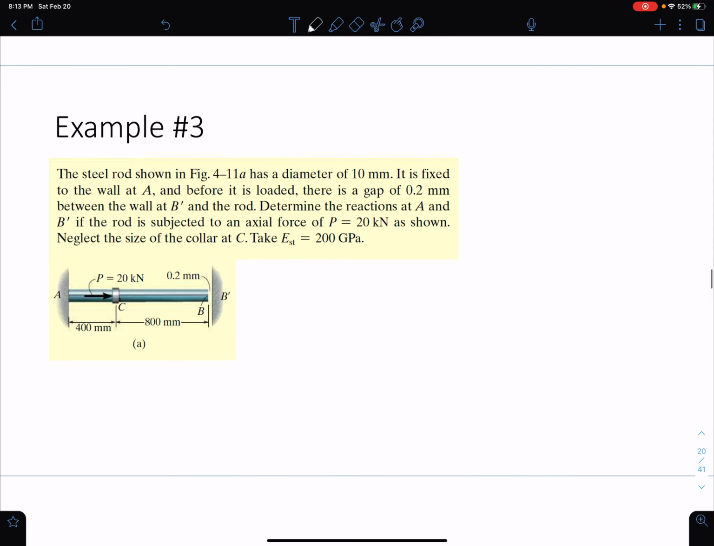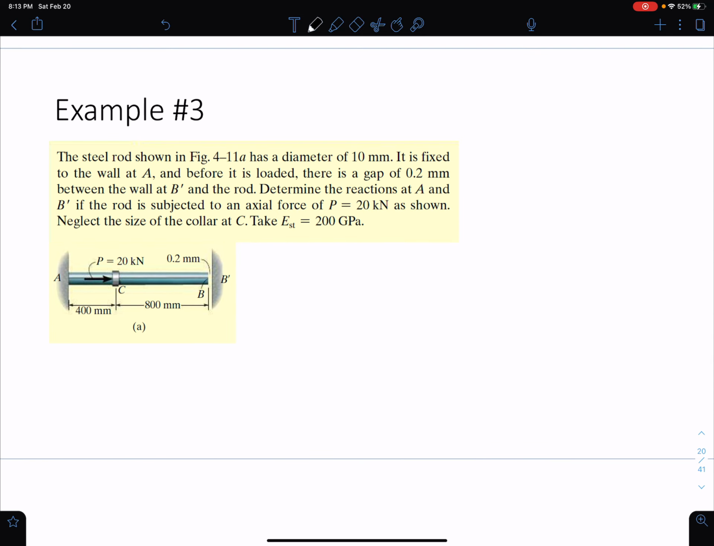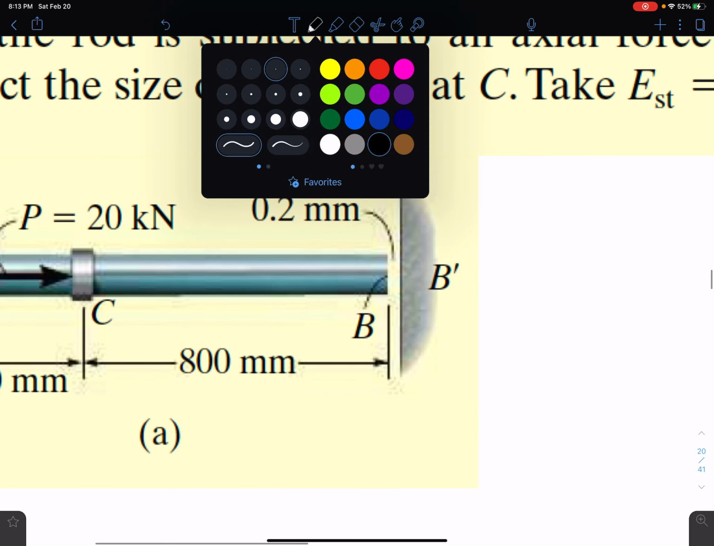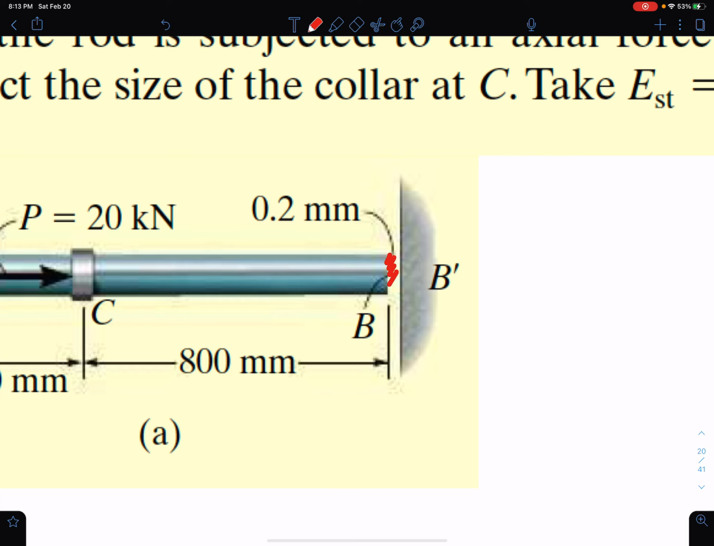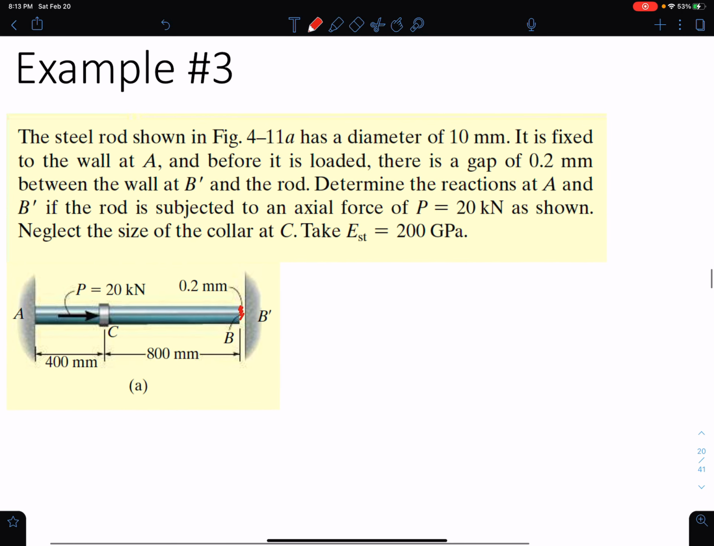Okay, so let's now try that in another example. Let's try example 3 and see if we can use this compatibility concept to solve what's going on here. We have a steel rod that's fixed to the wall at point A. Before it's loaded, there's a gap of 0.2 millimeters between the wall at B prime and the rod. So we have this little gap here before loading. We want to know what the reactions at A and B prime are if the rod is subjected to an axial force as shown. We're given the modulus of elasticity and the area, everything we need to solve.